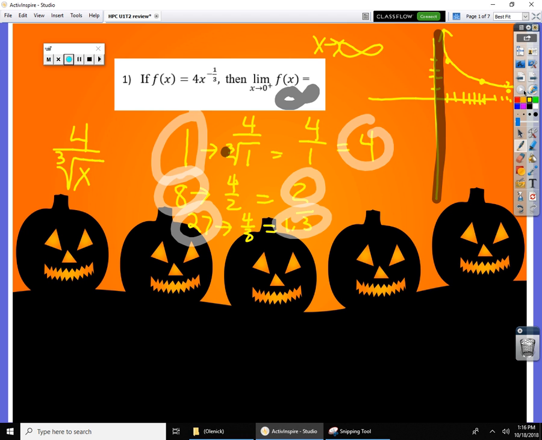Okay, so that's what I just went over. The cubic root of 1 is 1 because 1 times 1 times 1 is 1. So 2 times 2 times 2 is 8. So the cubic root of 8 is 2. Okay.